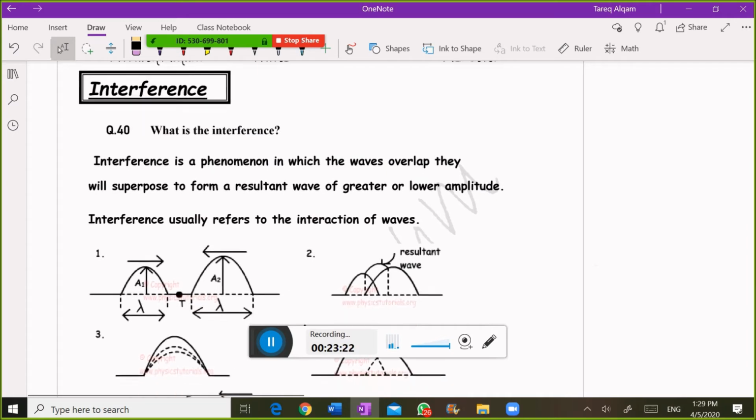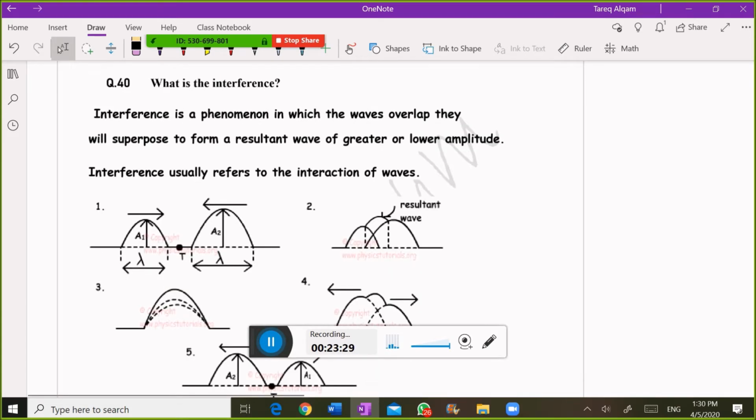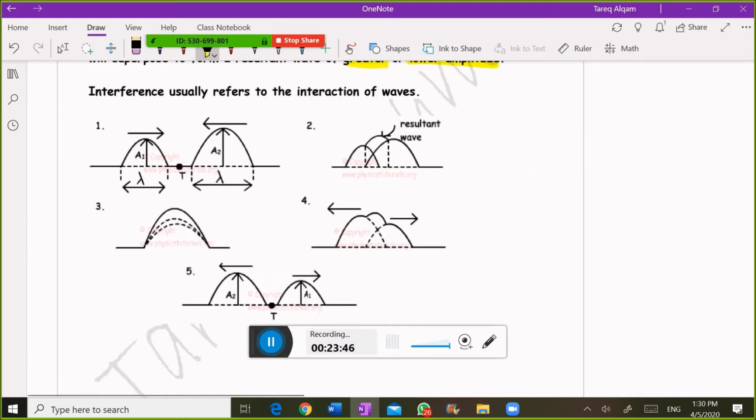According to this, we have to define something called interference. Interference, guys, is a phenomenon in which waves overlap. As a result of this overlapping, they superpose to form a resultant wave. This resultant wave has greater or lower what? Amplitude, as what we see now.